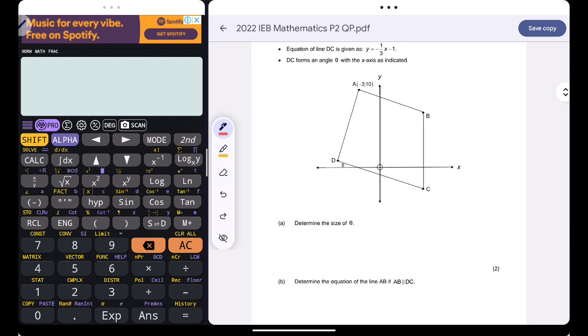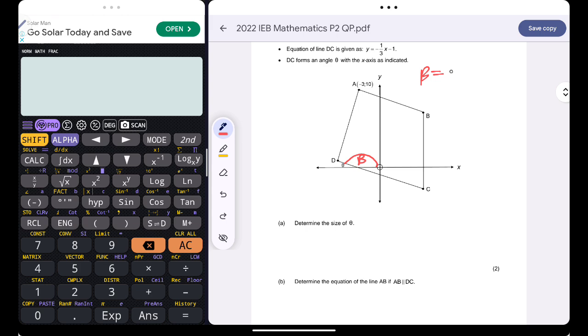Please, guys, do not confuse the angle theta with the angle of inclination. The angle of inclination is the space between the right hand side of your line and the x-axis. So beta there will be your angle of inclination. For me to find theta, I must find the angle of inclination first. So how can I find the angle of inclination? I'll simply say beta is equal to 180 degrees minus tan inverse of 1 over 3.